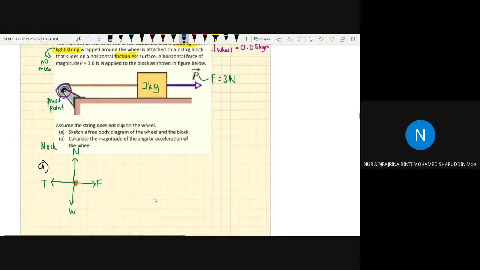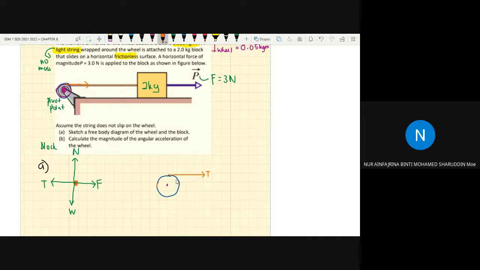Now what about the wheel? Wheel, Miss tak boleh nak lukis the whole wheel, I just lukis bulat je. Ada force apa ya? Tension. Support. Weight. Very good. Kejap, before that, pivot point dia adalah di sini tau, yang Miss bulat ni. Tapi dekat atas wheel ini, dia akan ada tension. Nampak tak? So tension ni tak berada pada pivot point.